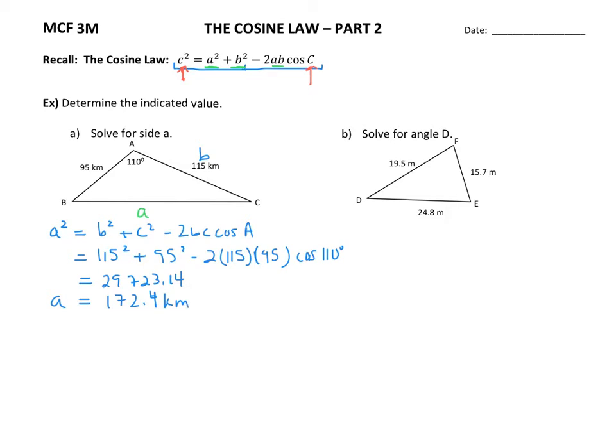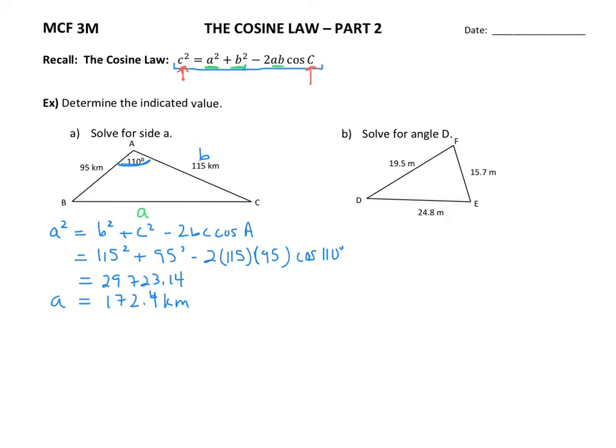Now that should make sense. Your largest side is always across from your largest angle, and since we've got 110 degrees as our angle A, then side A is going to be the longest because the angles have to add up to 180 in the triangle. So that means angle B and angle C will be smaller than 110 degrees.